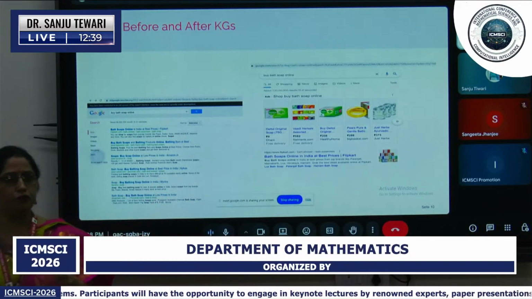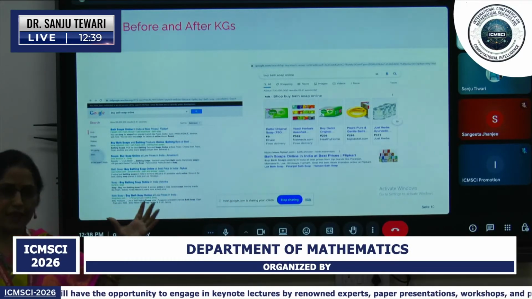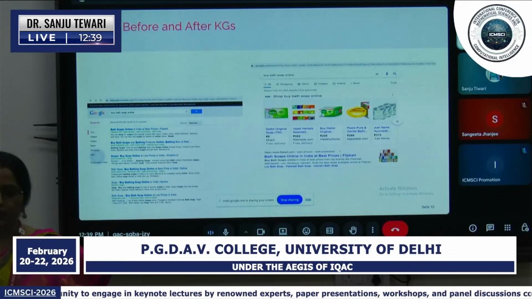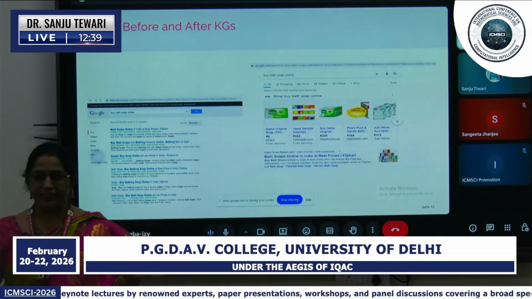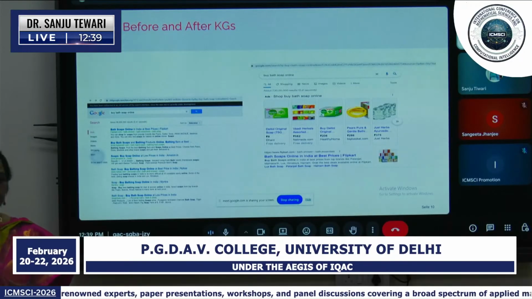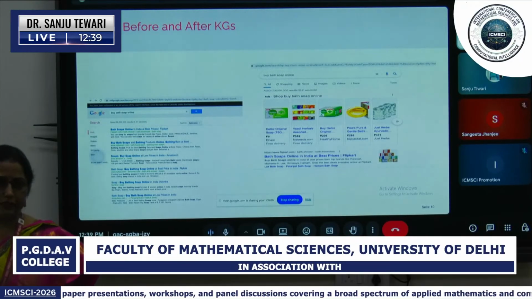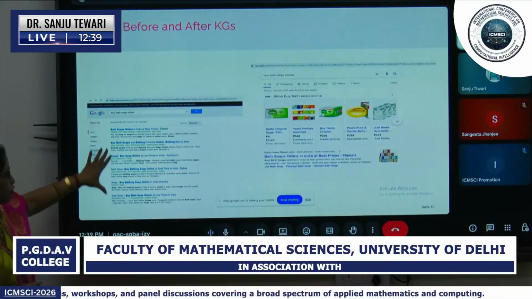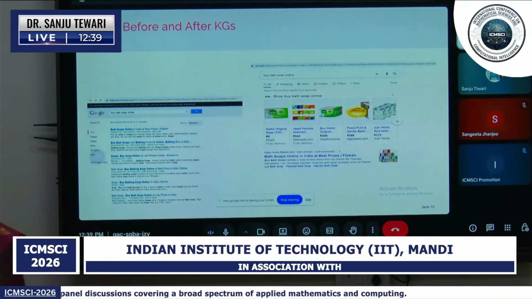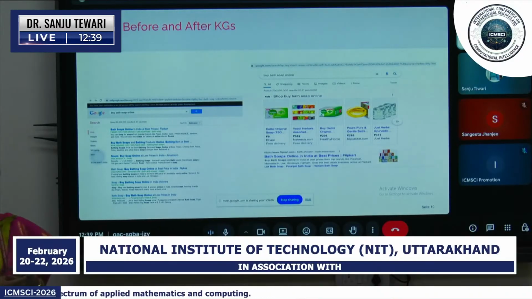And also, if you are writing a question like, what is the capital of Delhi? So you can get, what is the capital of India? So you can get the direct answer for this type of queries. But it was not possible before 2012, when Google announced the knowledge graph.